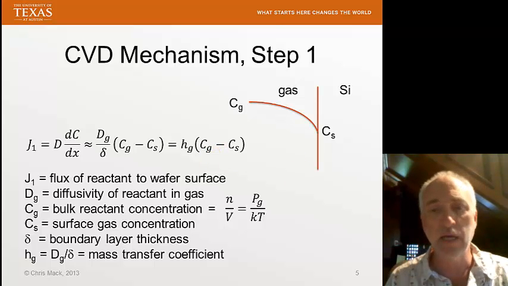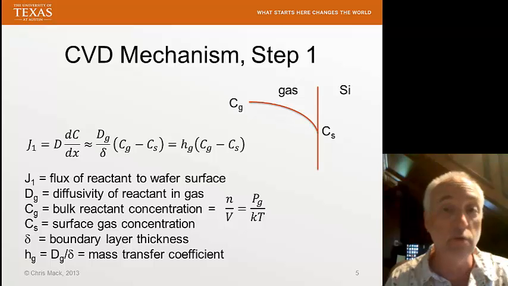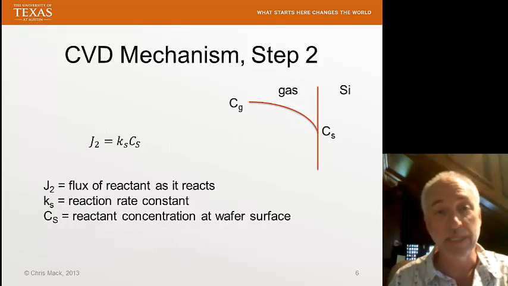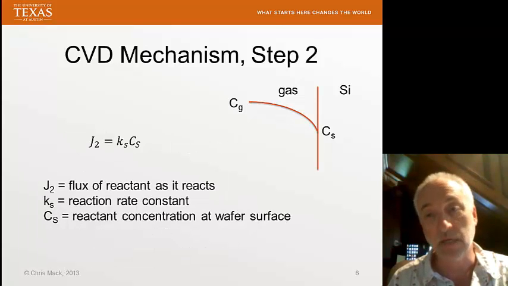If this looks familiar to you, it should. This is the exact same first step we used in the derivation of our oxidation mechanism. The Deal-Grove model of oxidation started with the diffusion of the oxidant from the bulk to the surface of the wafer. So this step is the same, but now we've got a second step that occurs at the surface.